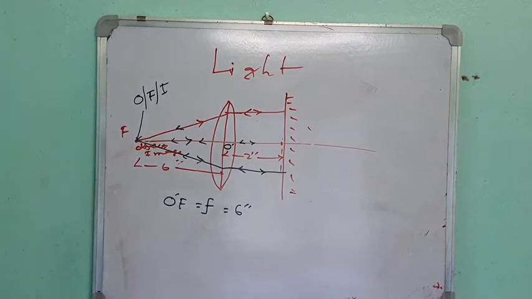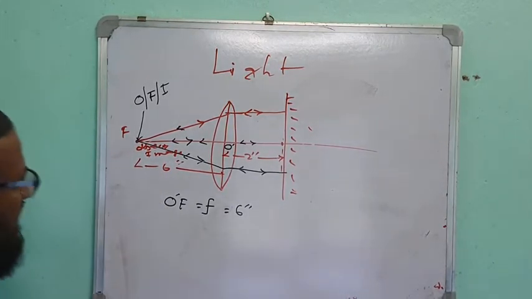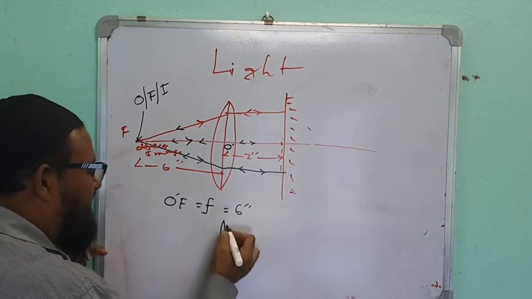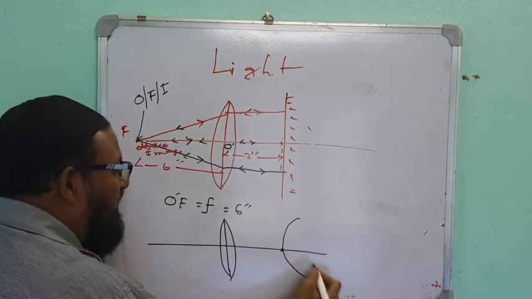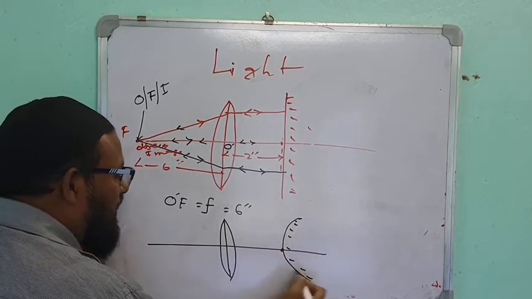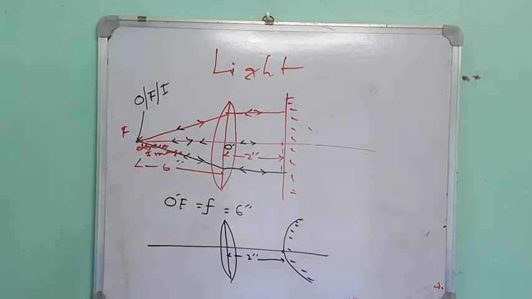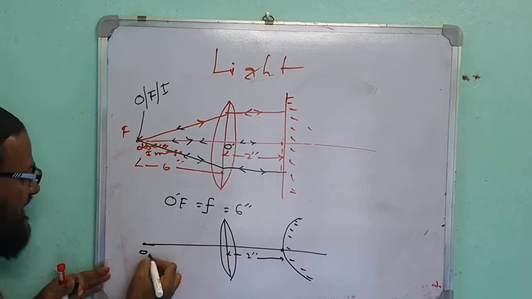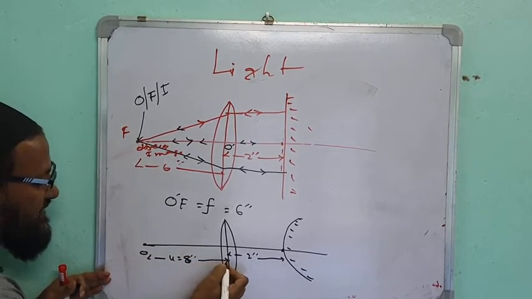Okay? Next question. The next part is very important. Now, what is the rule? I am drawing like this. Please try to understand. Before drawing the figure, what is our rule? Sir, this is a concave mirror. This is 2 inch. Here is the object. What is this object? This is U. This U equal to 8 inch.